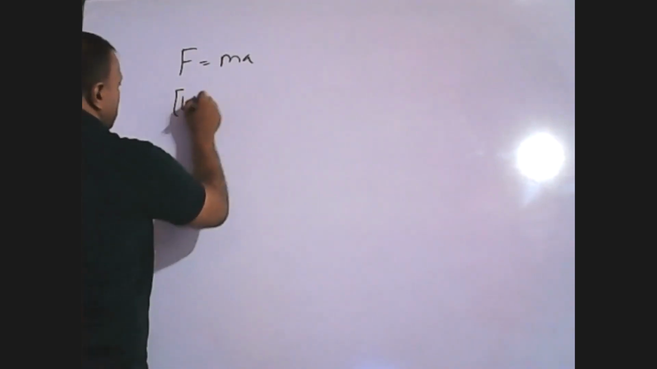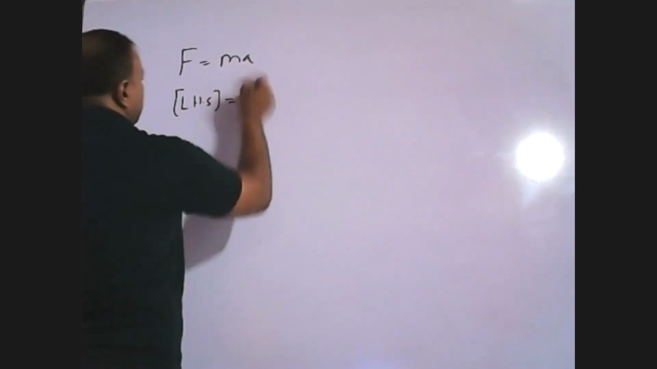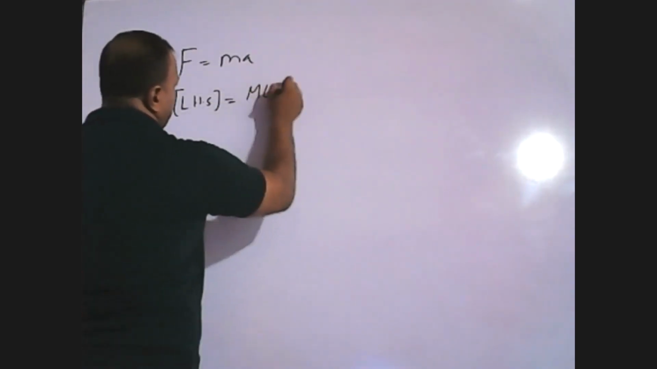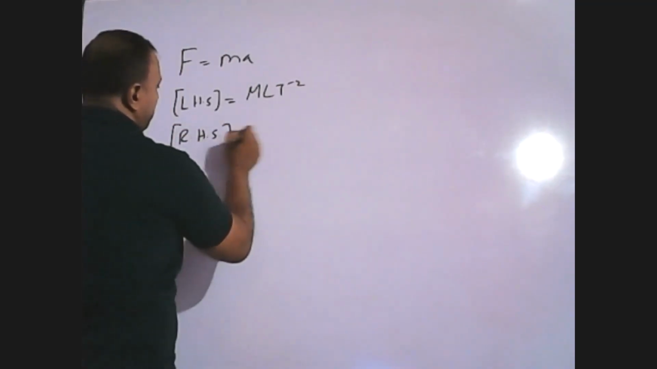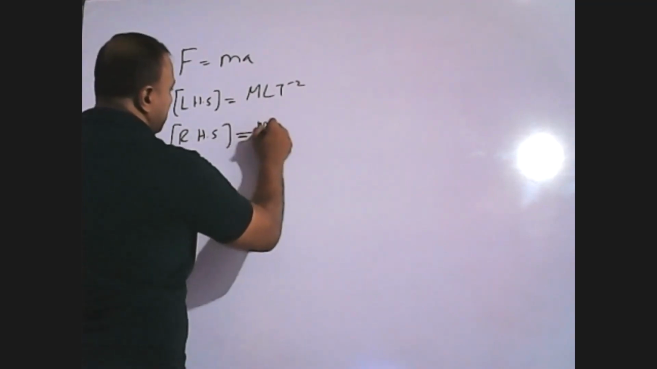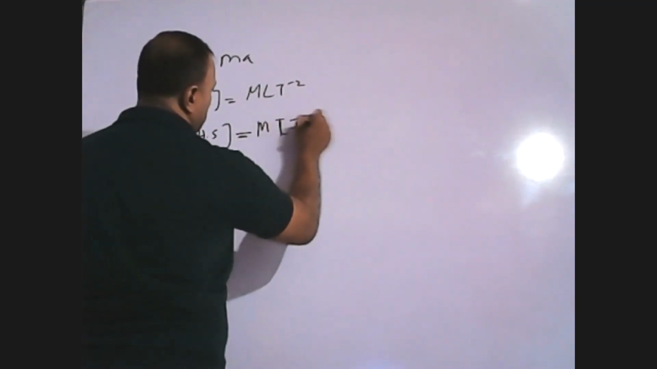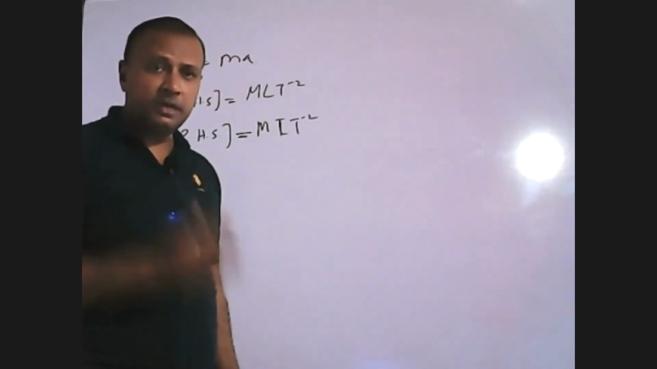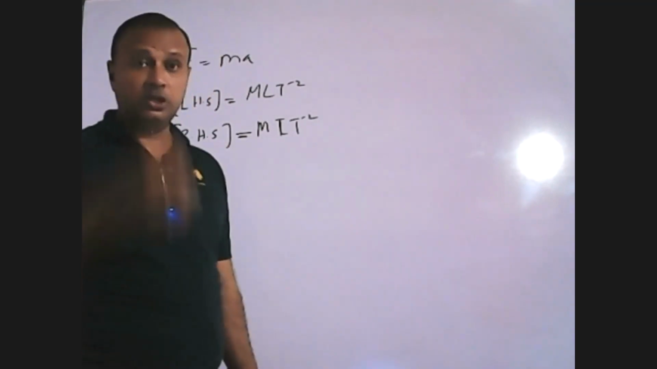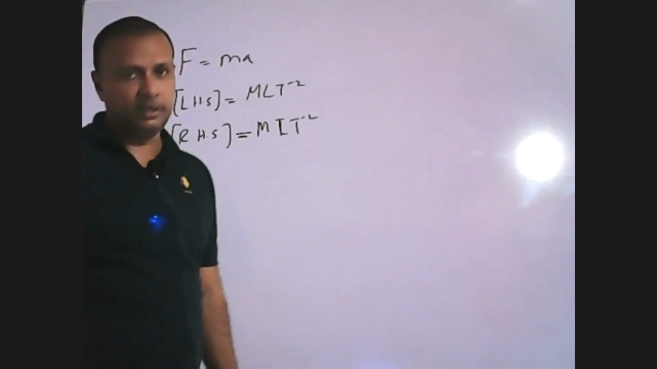That means if you are given F equal to MA, we can find the dimension of LHS. That is MLT minus 2. Then we can find the dimension of RHS. That is MLT minus 2. Then we can say each and every term of this equation has the same dimension. So this equation is dimensionally correct.